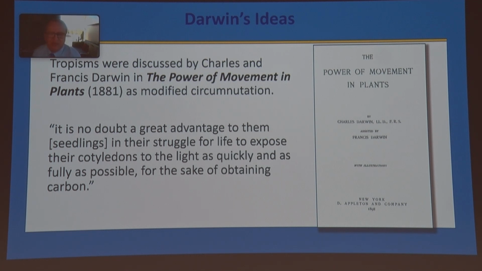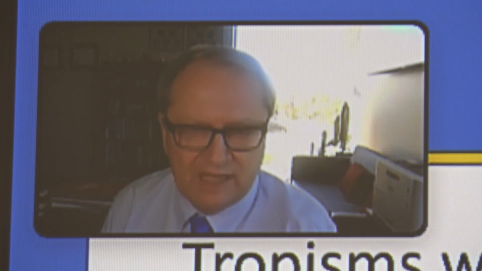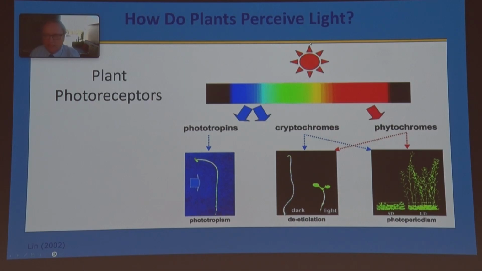It is no doubt a great advantage to the plant for their struggle for life to expose their cotyledons to light as quickly and fully as possible. So when a seed germinates, there's gravity, the stem will grow up, the root will grow down, but then phototropism will take over very quickly.